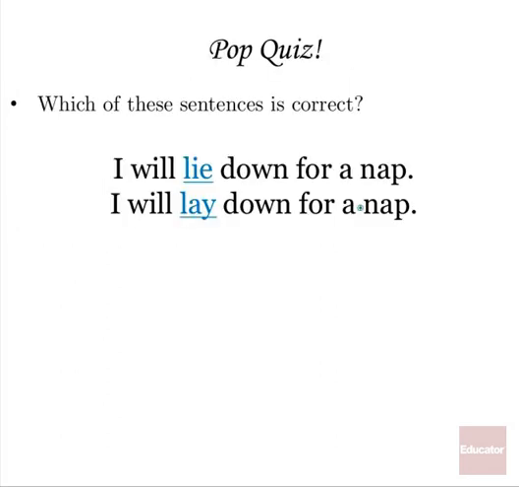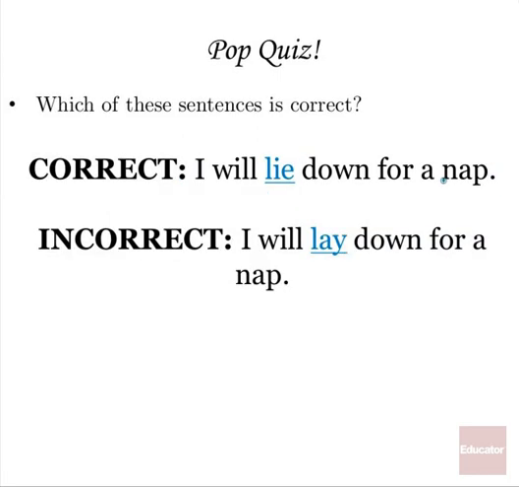All right, pop quiz. Which of these sentences is correct? I will lie down for a nap, or I will lay down for a nap. Think very carefully. It's correct to say I will lie down for a nap. It is incorrect to say I will lay down for a nap, and I'm about to tell you why.